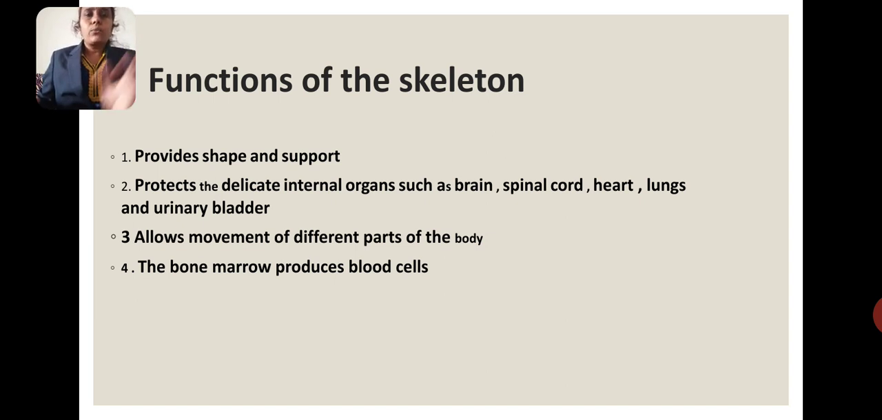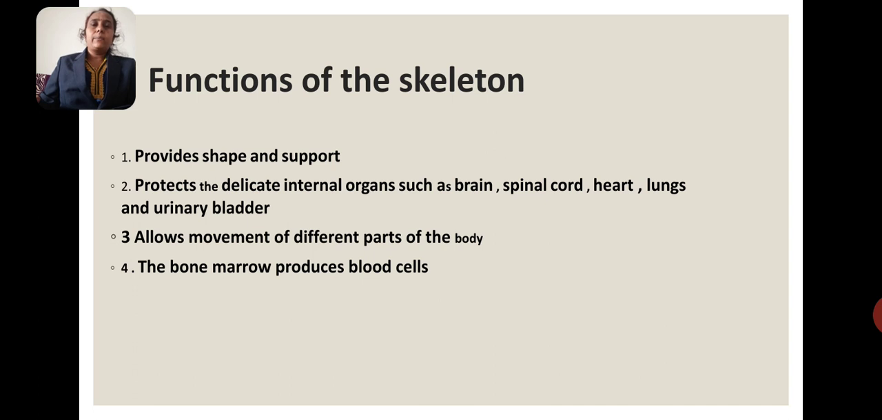Understood? Next, it allows movement of different parts of the body. We can bend, walk, run, twist and flip. All kinds of movements are possible due to the skeletal system. If the skeletal system does not work properly, we cannot bend, twist, look here and there, or walk. These body movements are controlled by the skeletal system. This is also a very important function.